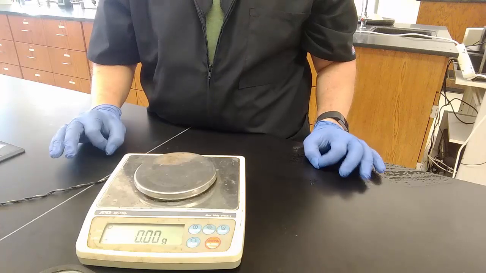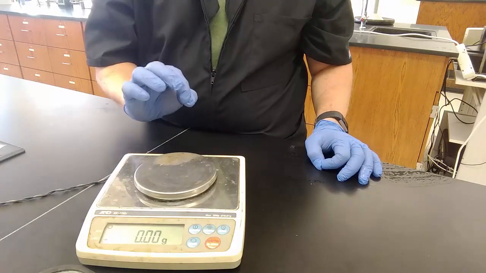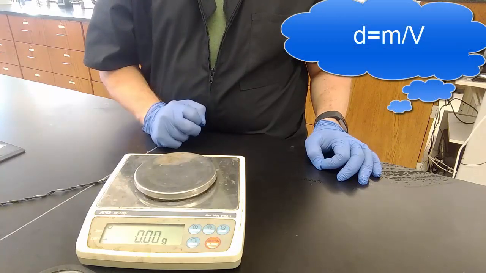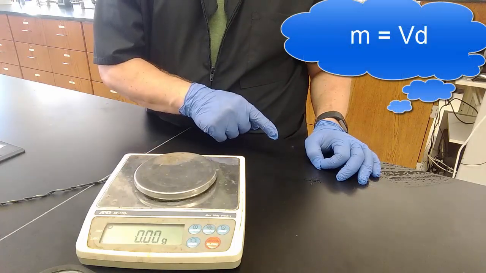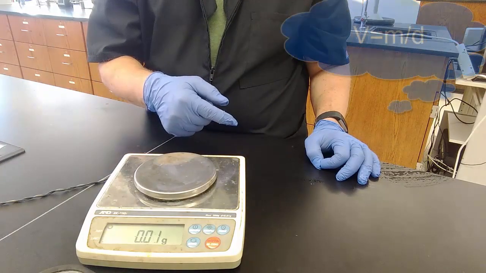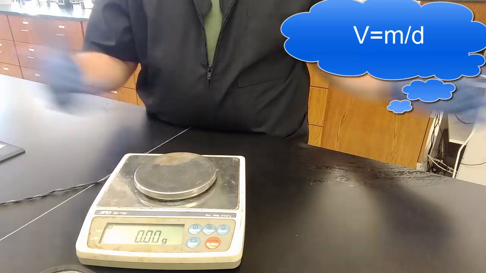You should really, really, really focus on the units. If I know the mass of something, and I know the volume of that same thing, I can calculate its density. Conversely, I could flip that around. If I knew its density by looking it up, and I had its volume, I could calculate its mass. Or if I knew its density and I had its mass, I could calculate its volume. Well, why would I want to do that?